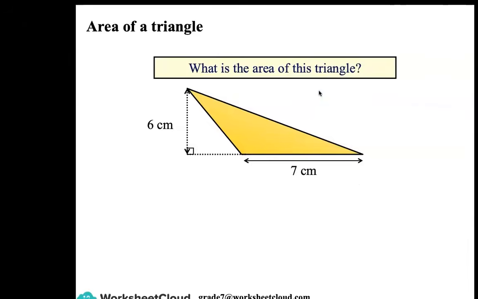Okay, so this is a scalene triangle. All sides are different. And here they've extended the drawing using dotted lines to indicate the perpendicular height. All right, so the area of this triangle is going to be half base times height, which is going to be half 7 times 6, which is half of 42, which is 21 centimeters squared.